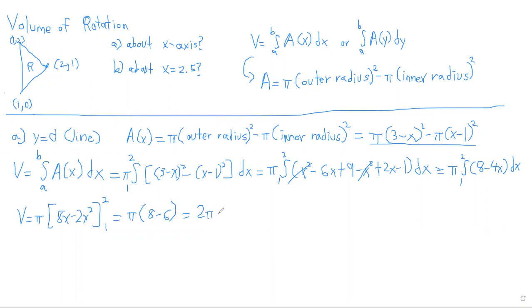And this can also be verified with another method, using cylindrical shells, which I will explain in a separate video. But yeah, 2 pi. So part A is done. Let's move on to part B. Part B is slightly trickier, but it's not that bad. Let me explain it.